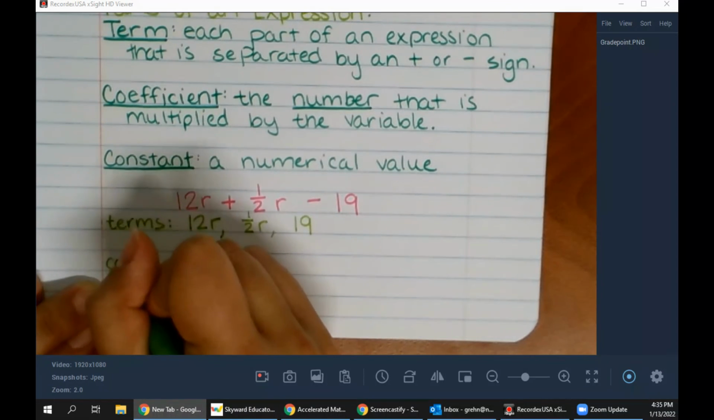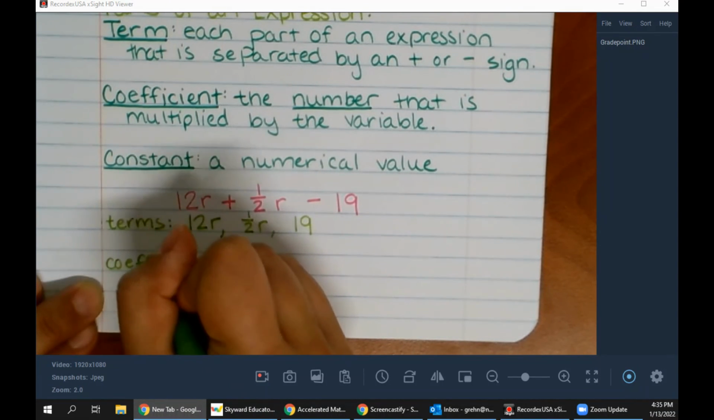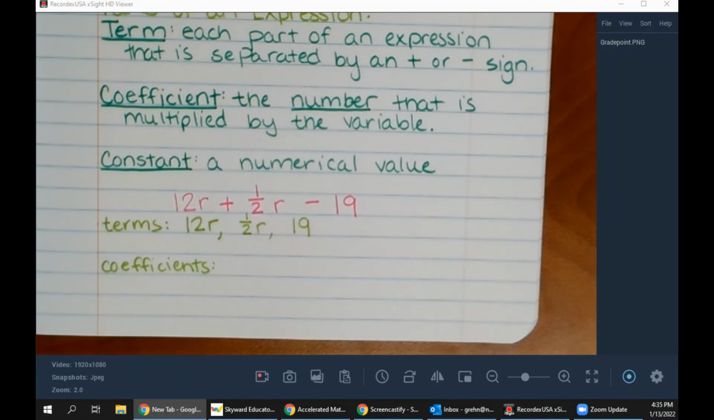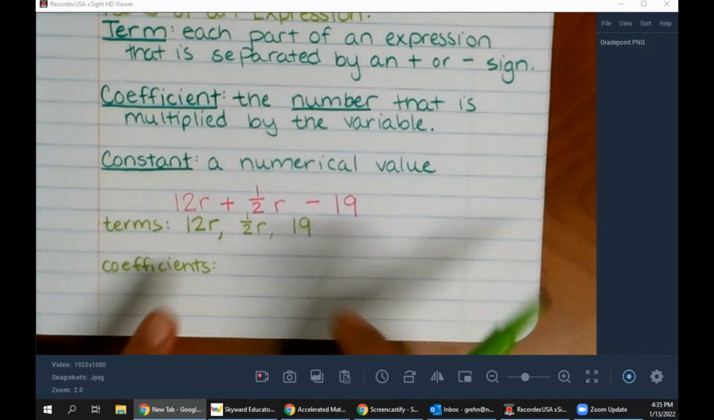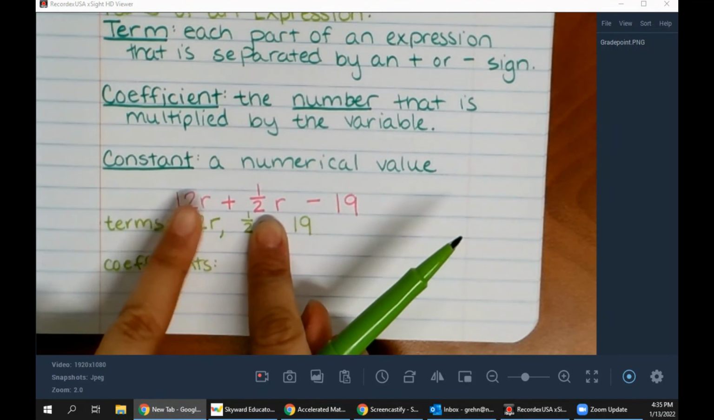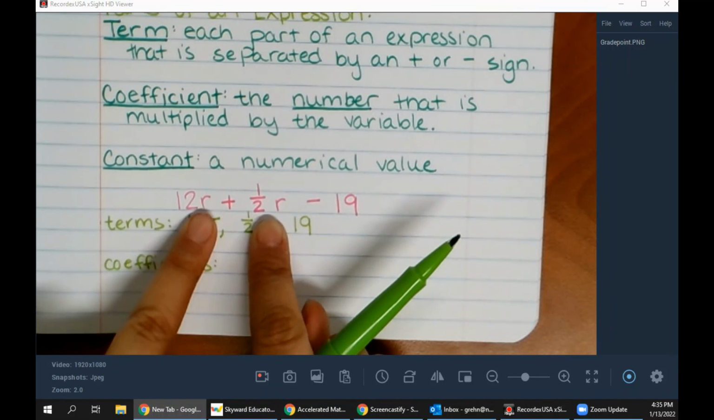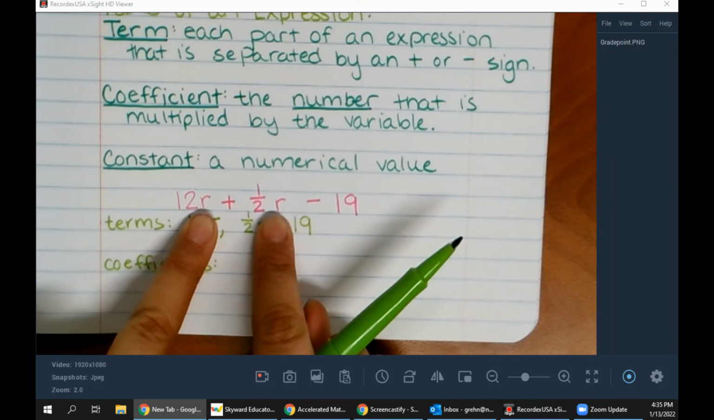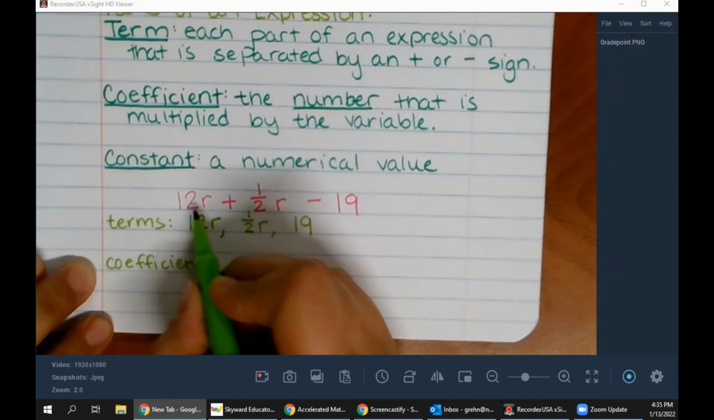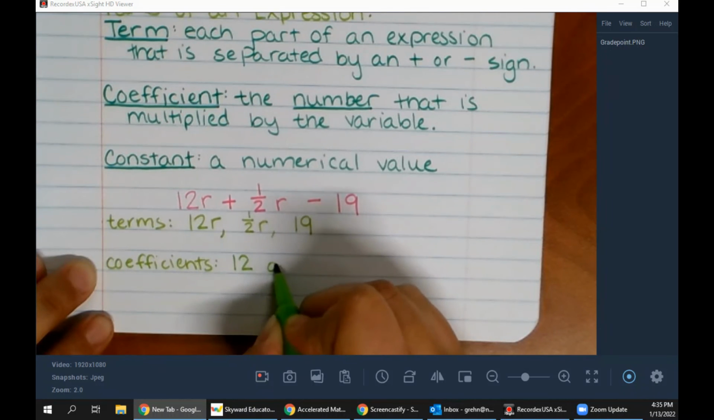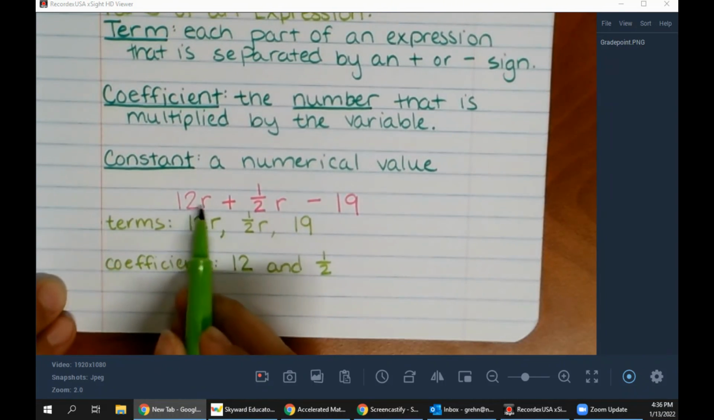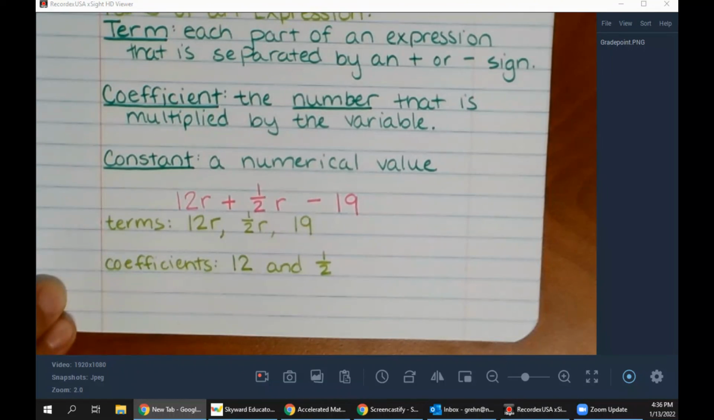Okay, now let's look for coefficients. Remember, the coefficient is the number that's multiplied by the variable. If I take a look here, I see in 2 spots we have a variable, and over here 12 is being multiplied by the variable, and over here 1/2 is multiplied by the variable. So there are 2 coefficients. One is 12 and the other is 1/2, because this is 12 times r and 1/2 times r.